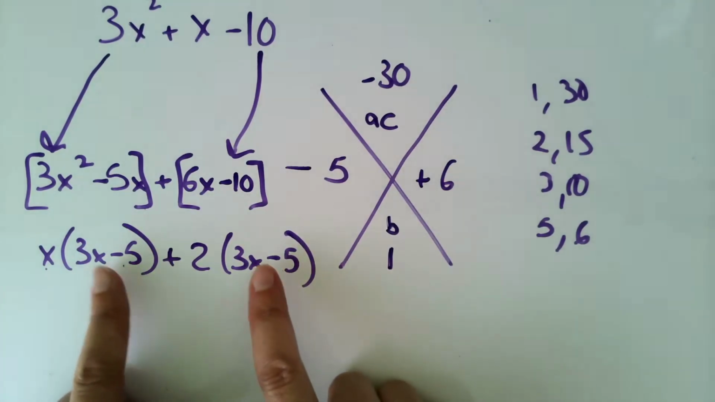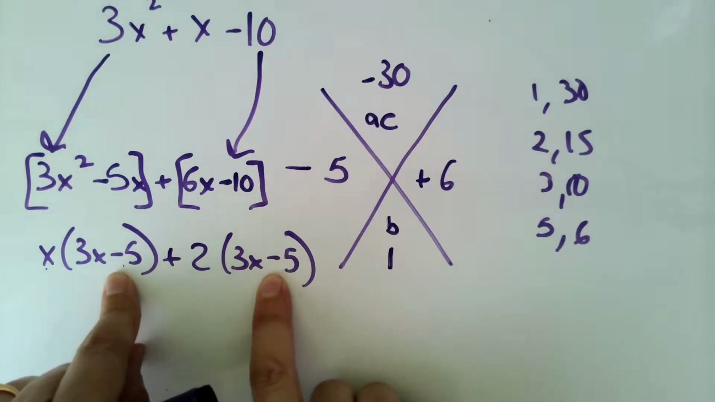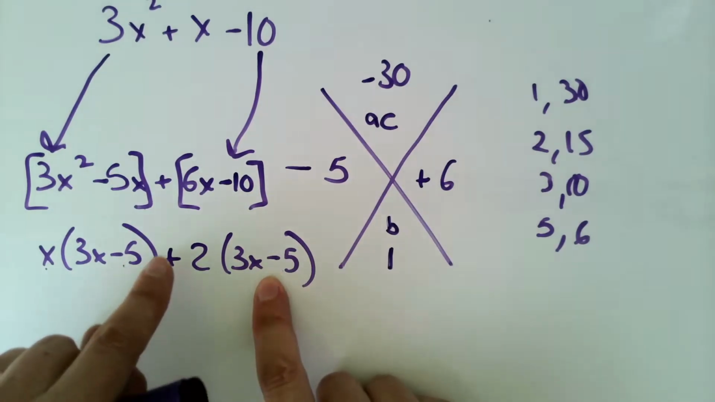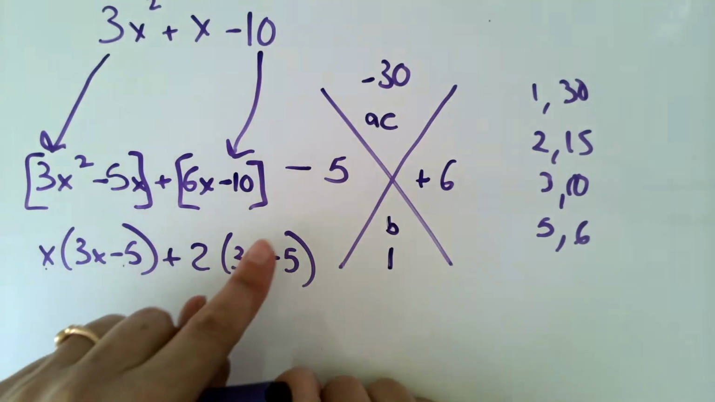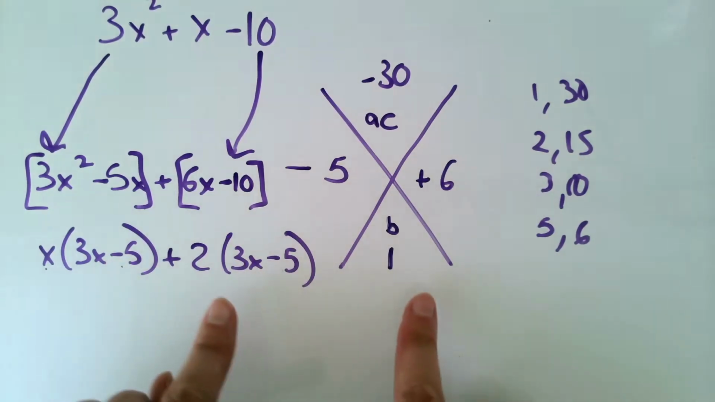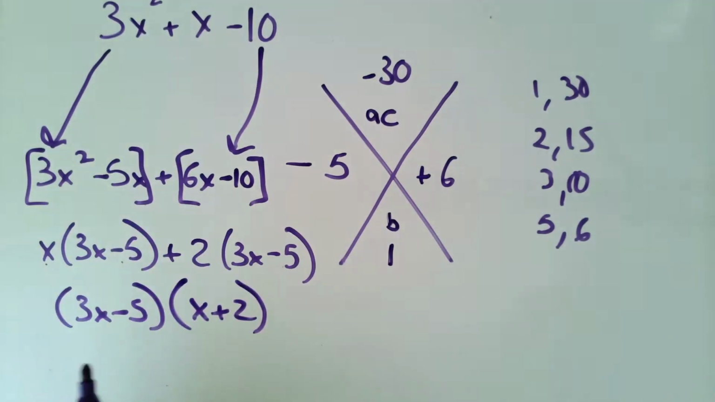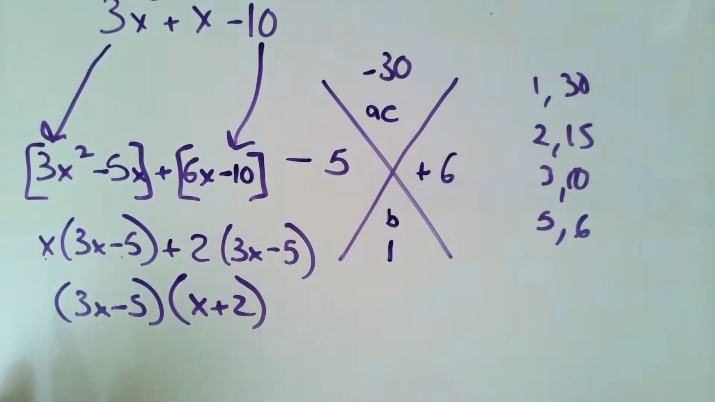So now here's your check. What is inside the parentheses must be the same. If it's not, you've done something wrong, stop, go back. But if it's the same, now with this term and this term, they have a 3x minus 5 in common, so I can factor that out of each term. And I'm left with 3x minus 5 times x plus 2 as my factorization.